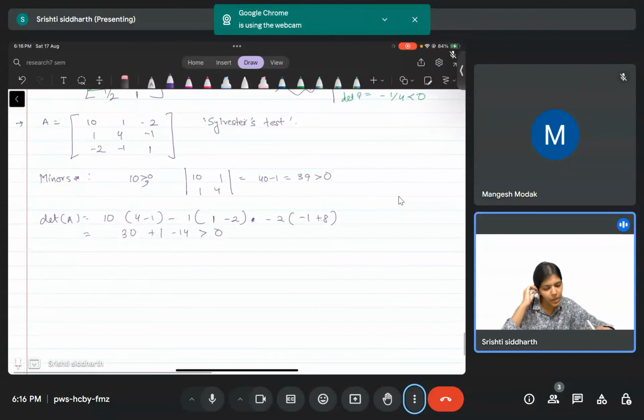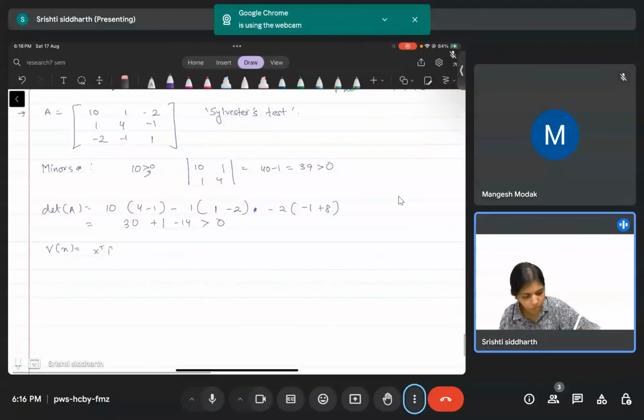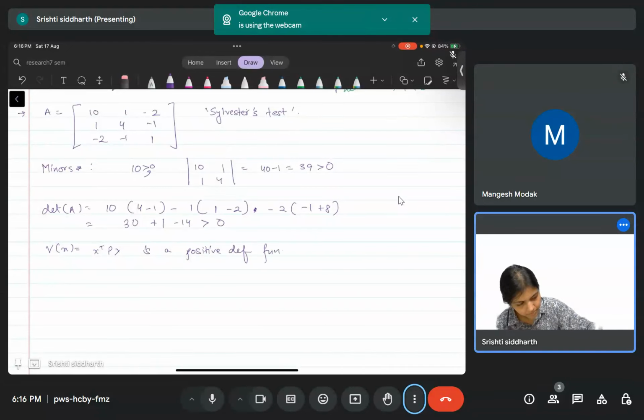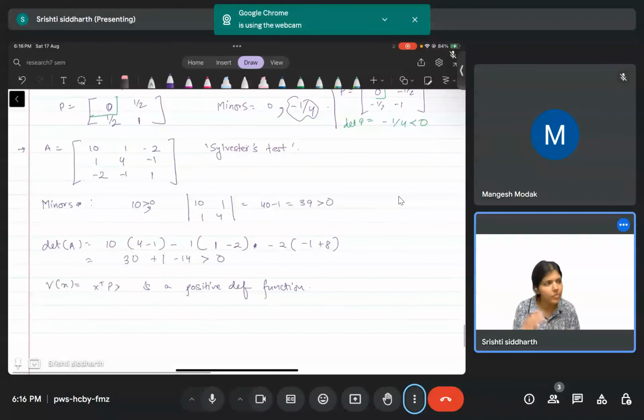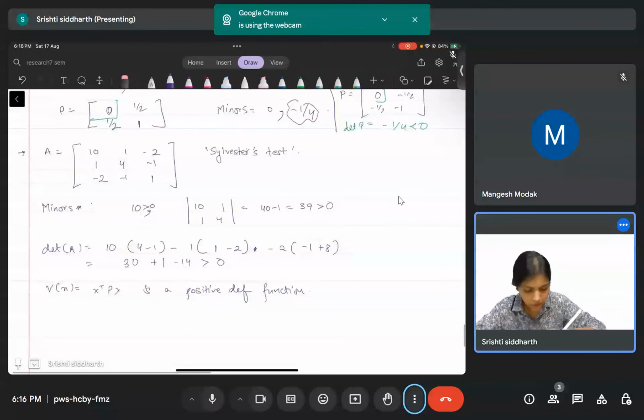Okay, so all of the minors are positive. You have a positive definite matrix. Okay, so a scalar function from the positive definite matrix is a positive definite function. And with positive definiteness and eigenvalues, eigenvectors, and stability is a location of eigenvalues. Now we have another topic.